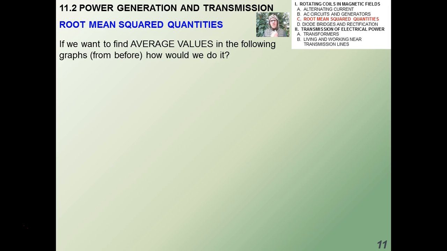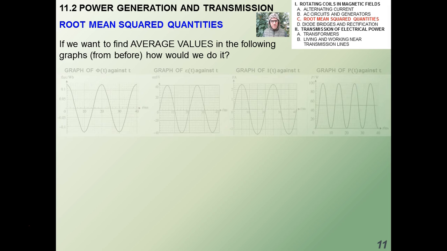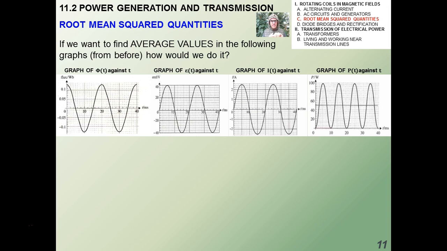Now, if we want to find average values from those graphs, remember the four graphs we made in the previous video? We talked about the flux against time, the induced EMF, the current, and the power. We saw that they're all sinusoidal, of course. If we wanted to find the average values, how would we do it? Well, you'll find that for the graphs that are above and below the x-axis, the average values would be 0, which is not very useful. Clearly the average voltage is not 0, and the average current is not 0, because we're actually observing a current and an induced potential difference.